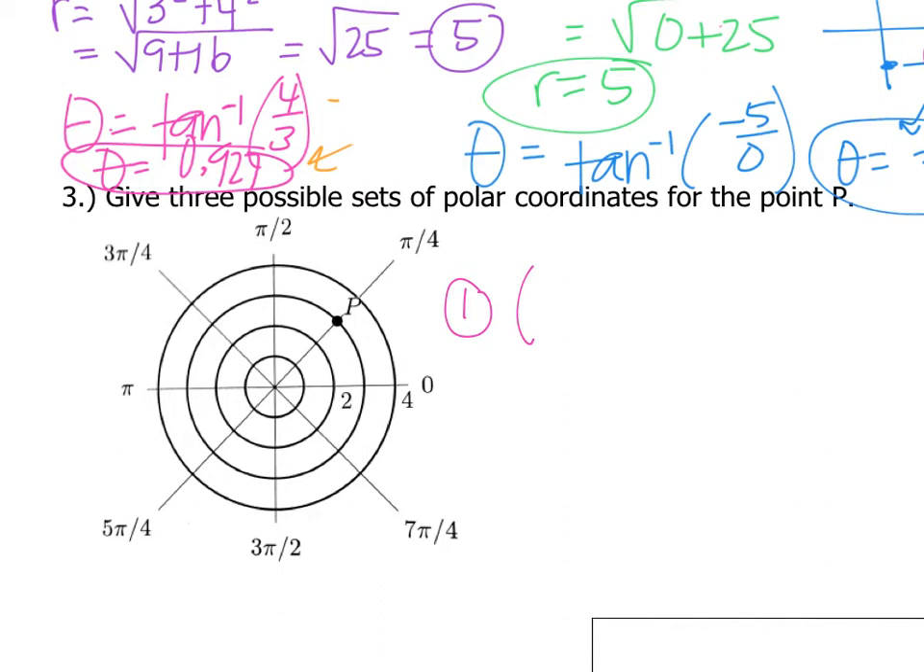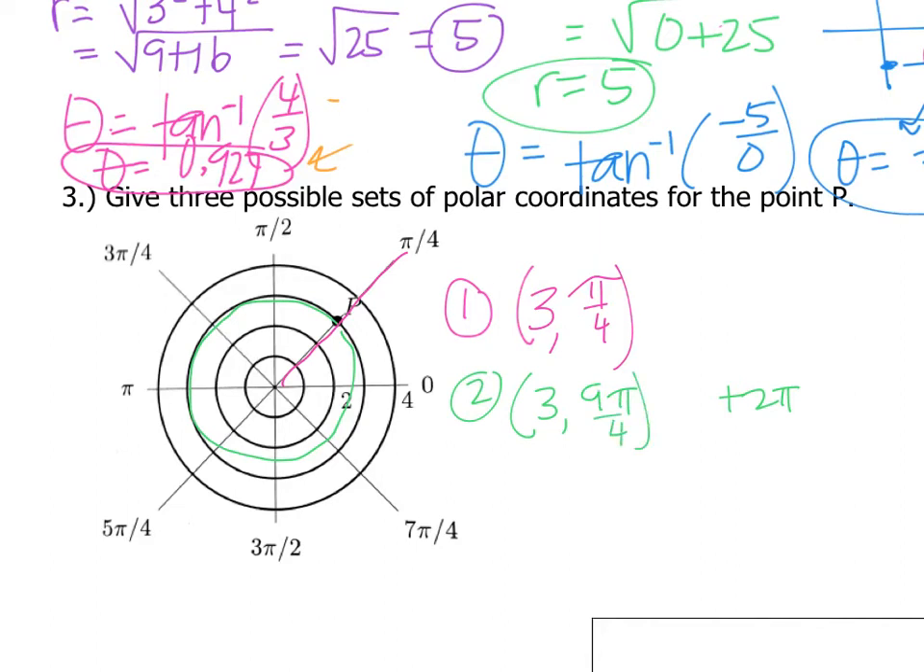So for instance, the first thing that we need is the value of r. So 3 is the value of r, and then this is along the angle pi over 4. So this is typically the polar coordinates that you would give. If you were to wrap or rotate your point around the circle one more time, we would be adding 2 pi to the angle. The value of r stays the same, and then if we add 2 pi to pi over 4, that gives you 9 pi over 4.